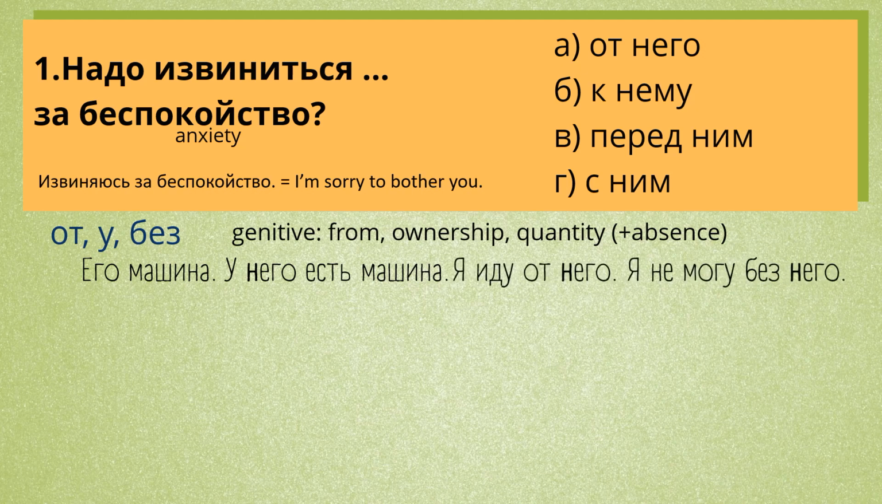Я иду от него. I go from him. So it's the meaning of from. Я не могу без него. Without him, absence. All of them, they are genitive case. Why we put n? Because if we have preposition and he, she, and they form, we'll have n after any prepositions. У него, от него, без него.